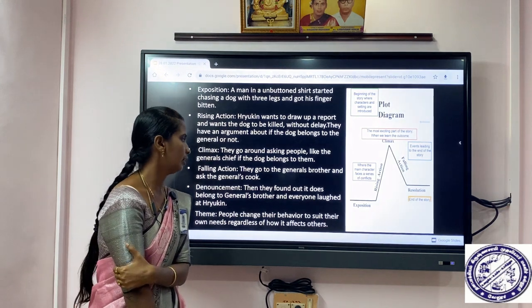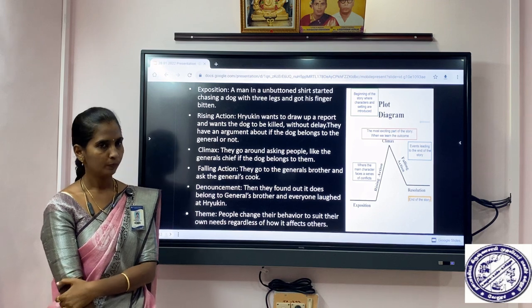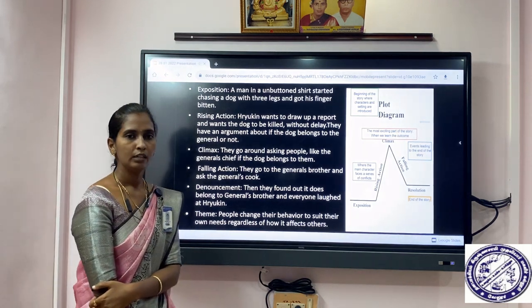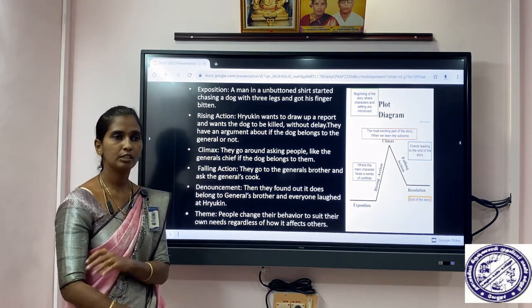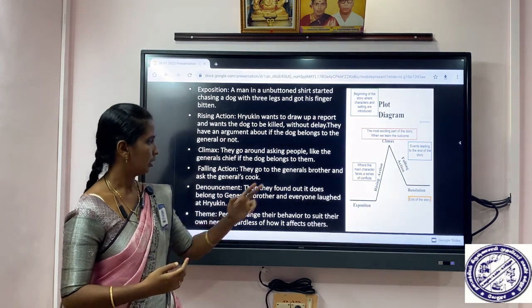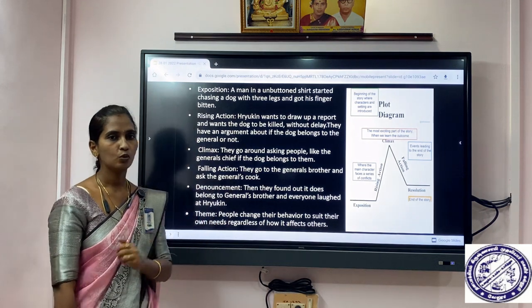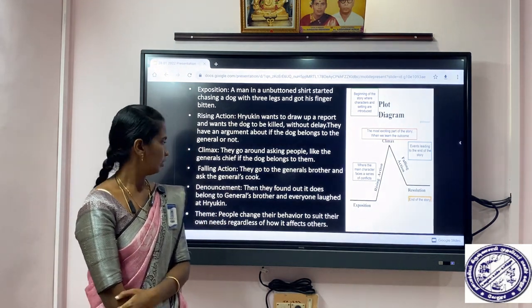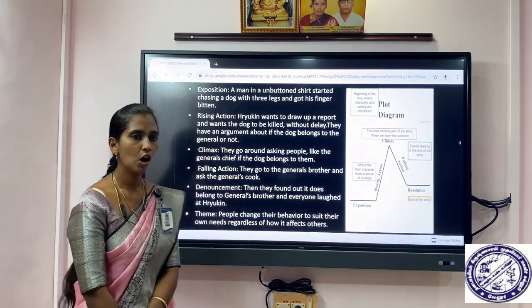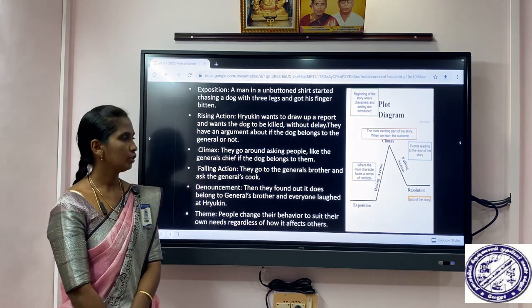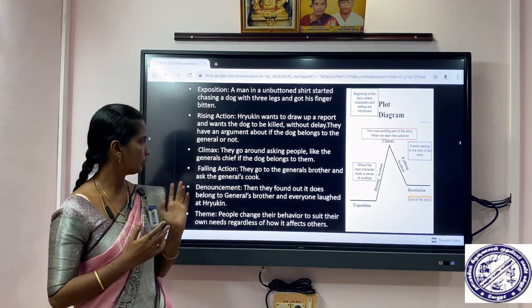And rising action. What is rising action? A rising action is when the main character faces a series of conflicts. So here the main character is Rukin. He has been in conflict. He has been bitten by a dog, and there has been a lot of confusion over that situation. That is the rising action. And the climax. Climax is the most interesting part of the story. So here the climax in the short story is when they go around asking people who the owner of the dog is. Does it belong to the general or not? That is the climax of this story.